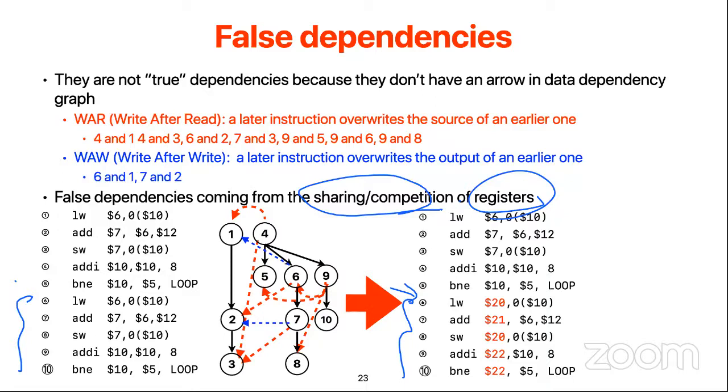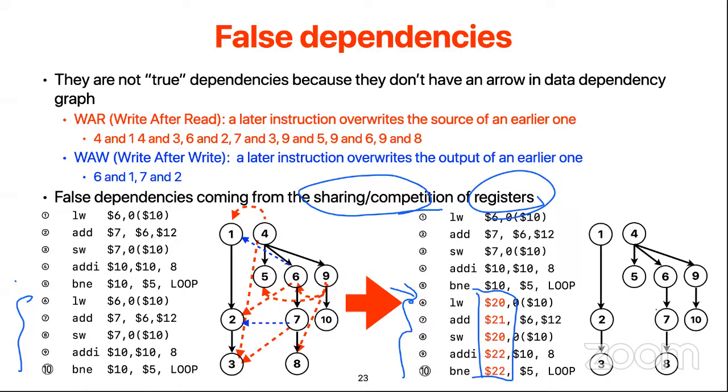Theoretically, if I give it a different set of registers here and draw the data dependency graph, you will see that you only have the true data dependency. Previously, 1 and 4 is still problematic, but if you look at 6 and 1, if you rewrite the output register of 6, you will see that 6 and 1 do not have the write after write dependency anymore.